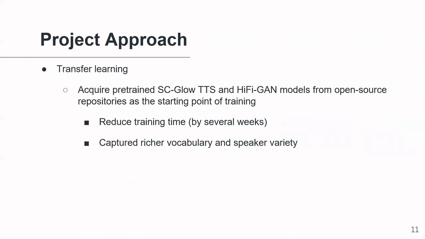We apply transfer learning by first acquiring pre-trained SC-Glow TTS and Haoyang models from open source repos. These models are trained on general English accents such as British or American English, and the model acts as the starting point of our training. When compared to training a new model from scratch, training directly on existing well-trained TTS model can drastically reduce the training time, as well as enabling the TTS to capture richer vocabulary and speaker variety.